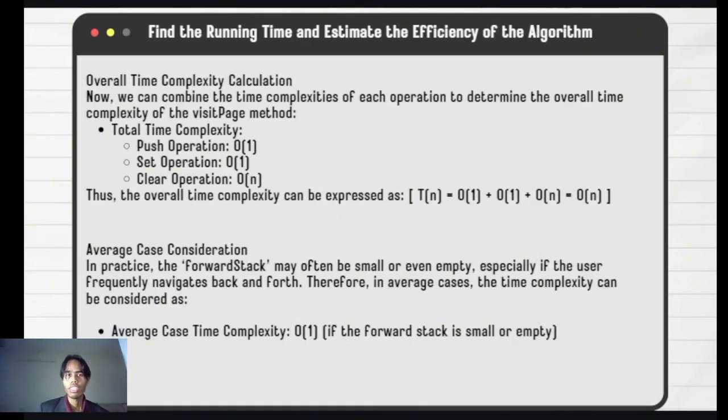Next, we will find the overall time complexity. As you can see, we have 3 operations: big O of 1, big O of 1, and big O of n. Then we sum them: big O of 1 plus big O of 1 plus big O of n. But consider that the loop dominates the operation, so we will get big O of n. In the average case we will get big O of 1, but sometimes we will get big O of n, because the loop in the clear operation will dominate the operation.